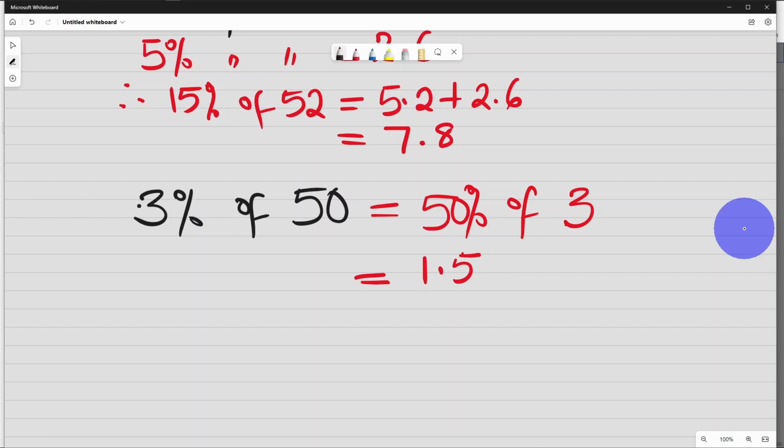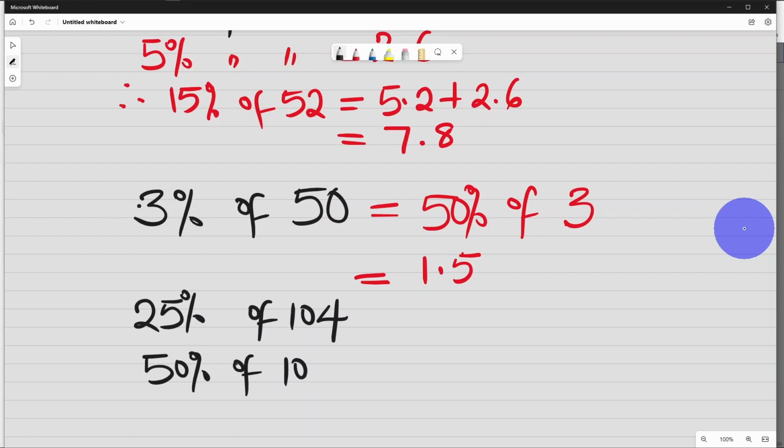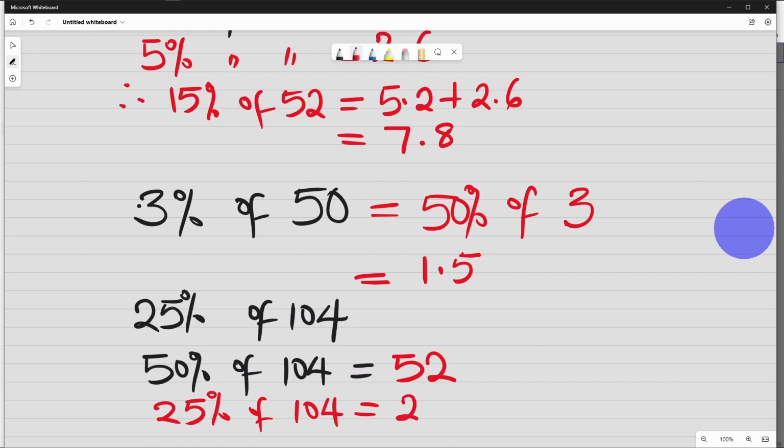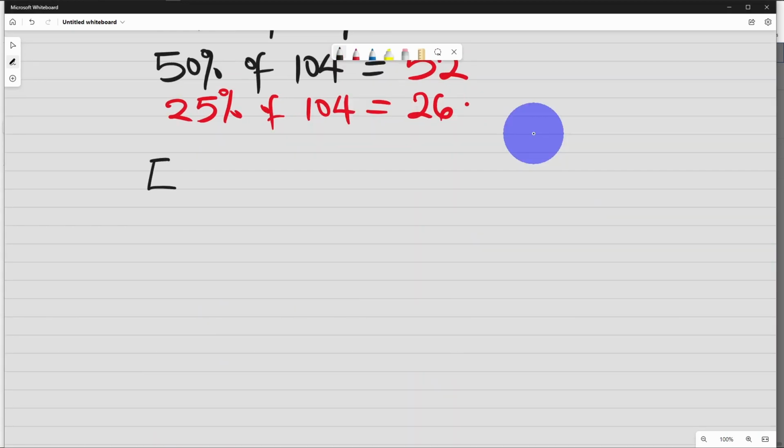Let's find 25% of 104. For 25%, first we find 50%. So 50% of 104 will give us half, that is 52. Then we now find half of this. So 25% of 104 will definitely be half of this, which is 26. You can try this example.